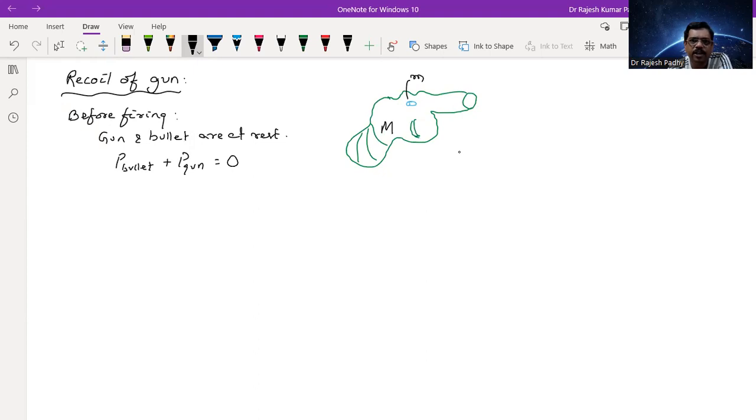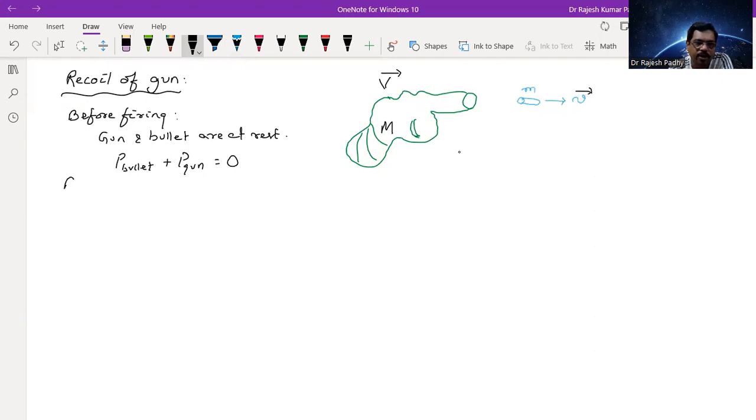Now, suppose the bullet has been fired. When the bullet got fired, what will happen? The bullet will move with a certain velocity. Suppose this is the bullet of mass m. It is moving with a velocity small v. And the gun, suppose the recoil velocity of the gun is capital V. I don't know whether it is moving backward or forward, that's why the velocity of bullet is small v, velocity of gun is capital V.